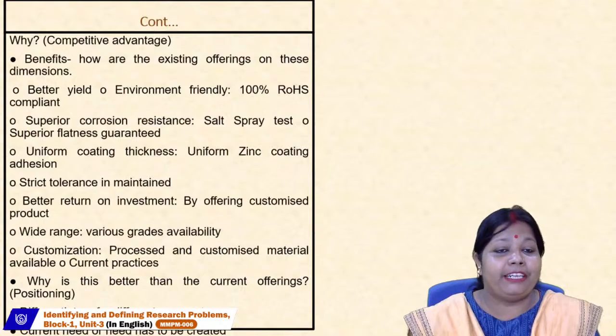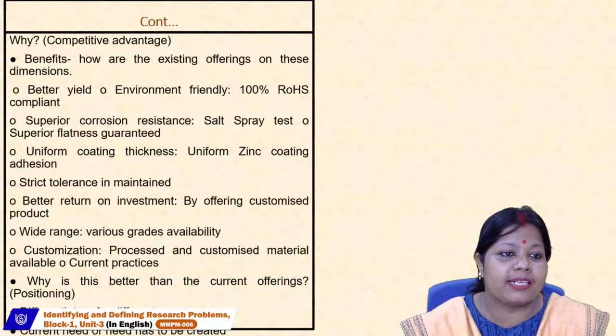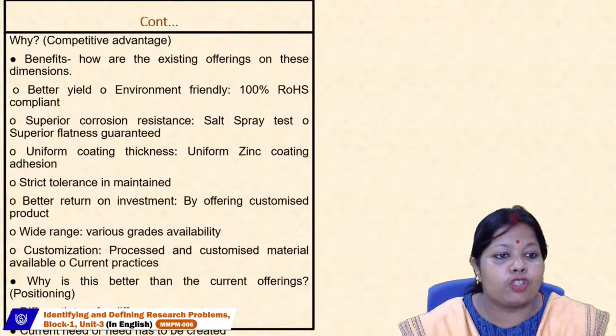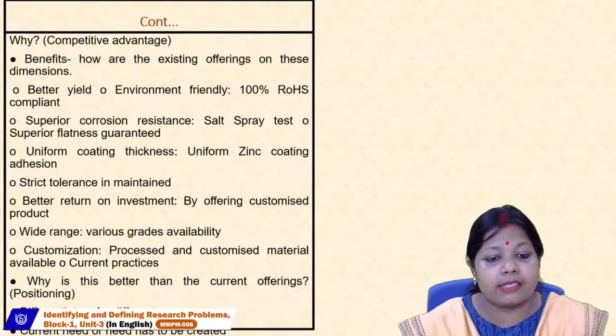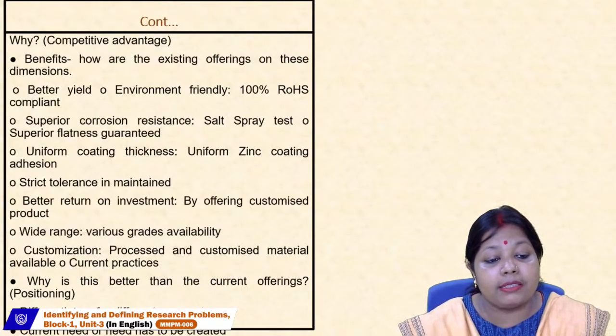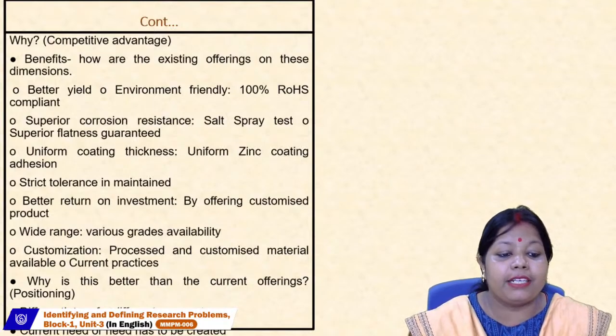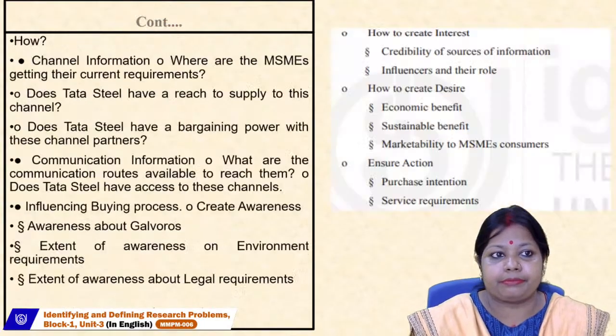This is competitive advantage. Benefits: how are the existing offerings on these dimensions, that is better yield of environment friendly, or superior corrosion resistance, or uniform coating thickness, or strict tolerance maintained, better return on investment by offering customized product, or wide range, various grades availability, whether it is there or not, then customization, then why is this better than the other current offering or positioning, then differentiator for different segments.